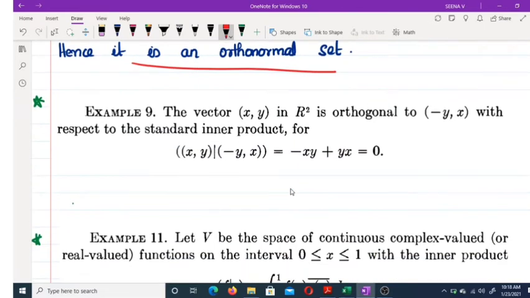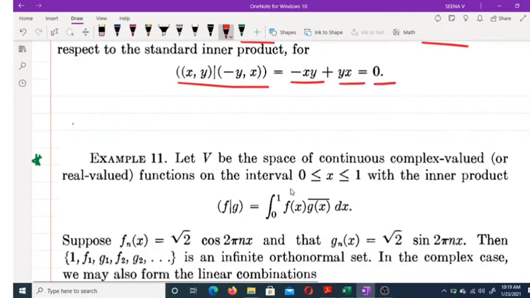Now the next example: the vector (x, y) in R2 is orthogonal to (-y, x) in R2 with respect to the standard inner product. If we find their inner product, we get minus xy plus yx, which is equal to 0. Therefore, (x, y) is orthogonal to (-y, x).